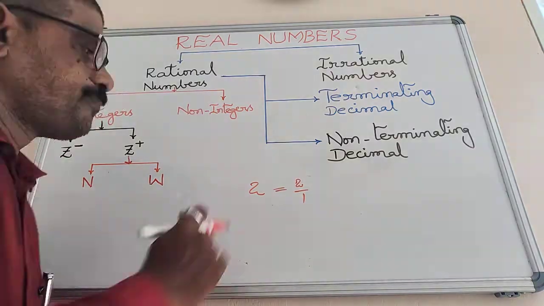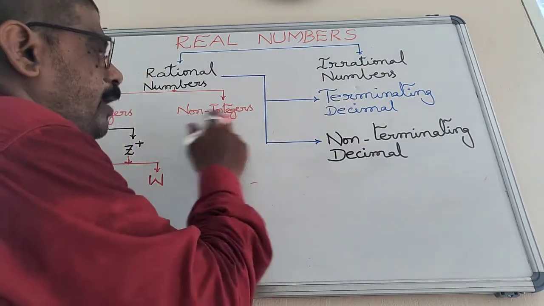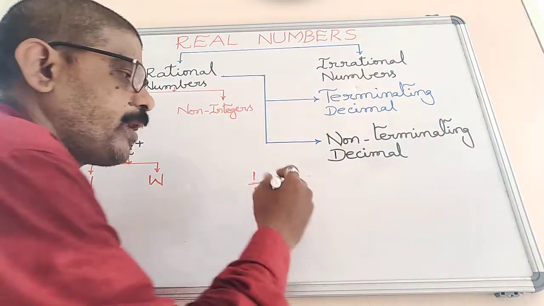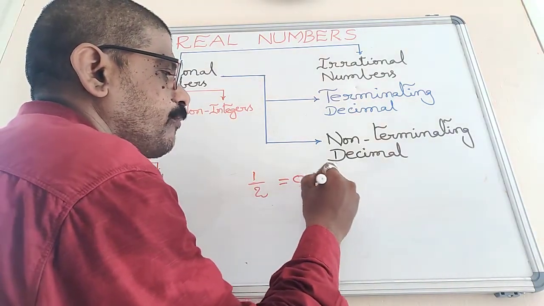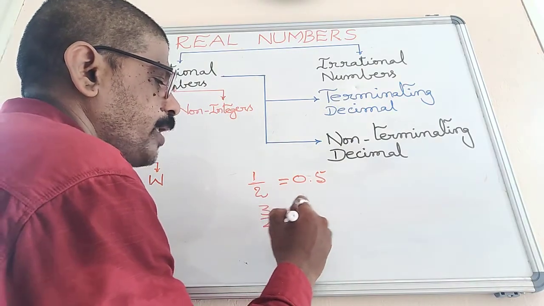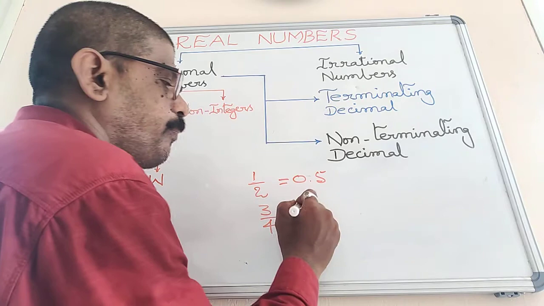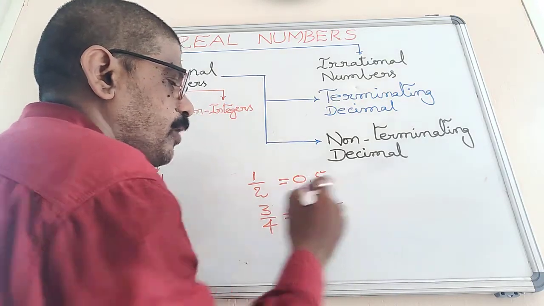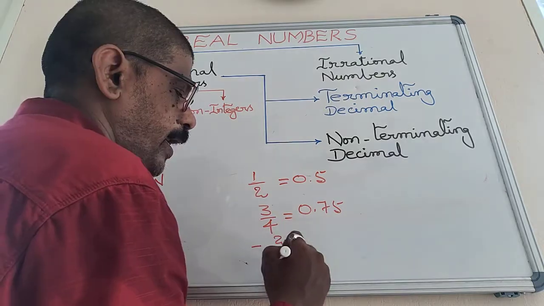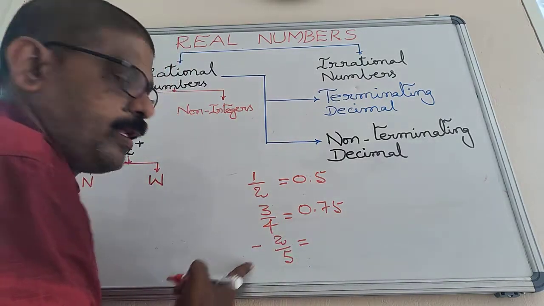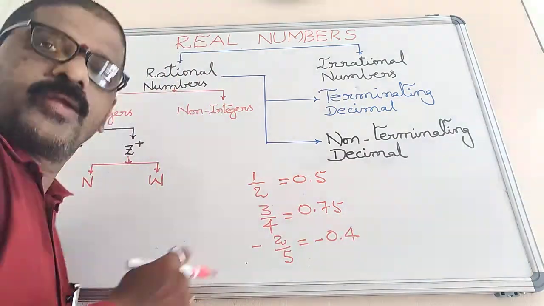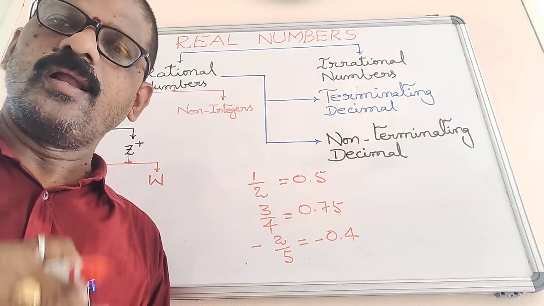Clear? So, now fractional form means, for example, 1 by 2. 1 by 2 value is how much? 0.5. Clear? For example, 3 by 4. What is the value of 3 by 4? 0.75. Now, clear? For example, minus 2 by 5. So, we can write minus 0.4. These are called non-integers.